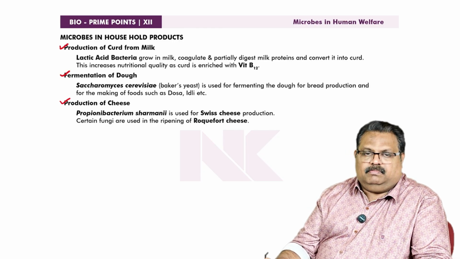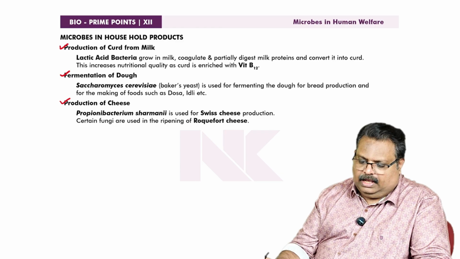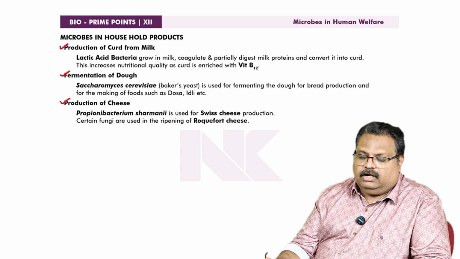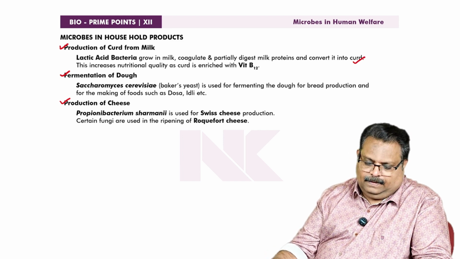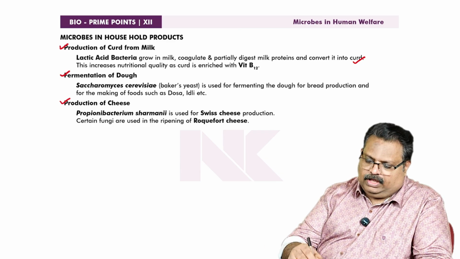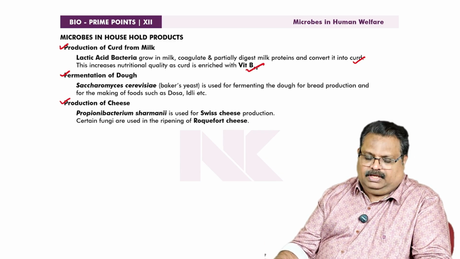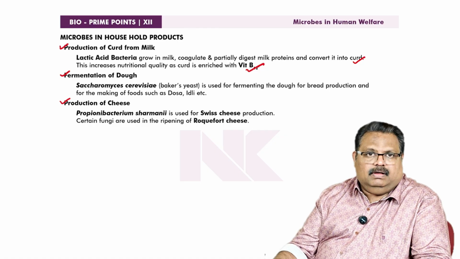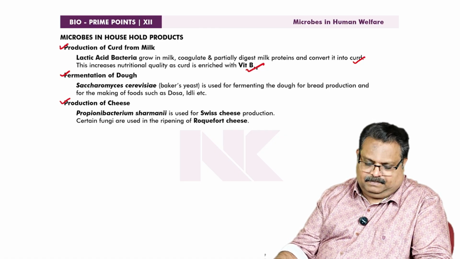First one, production of curd from milk. Lactic acid bacteria grow in milk and coagulate and partially digest milk proteins and convert into curd. The milk protein is called casein. This increases the nutritional quality as curd is enriched with vitamin B12. Vitamin B12 is cyanocobalamin. Okay, so the bacteria is called lactic acid bacteria, Lactobacillus bacilli.